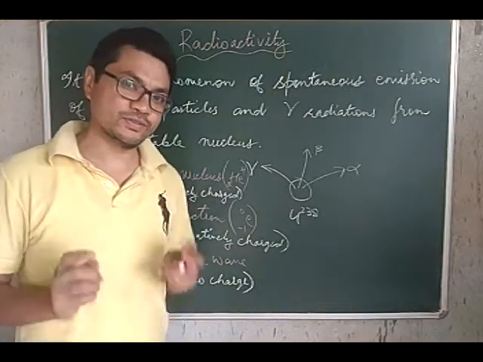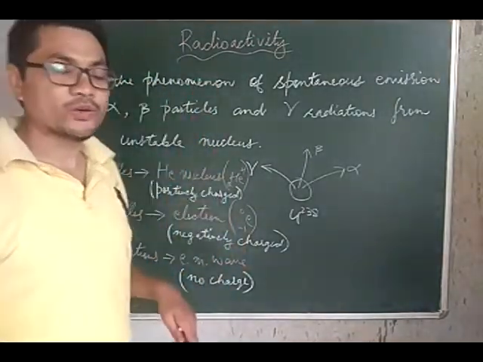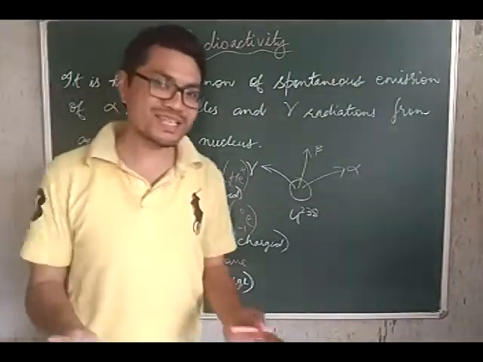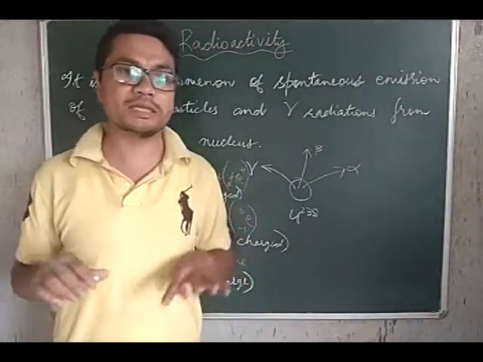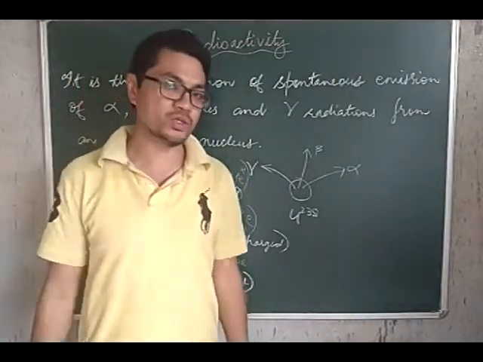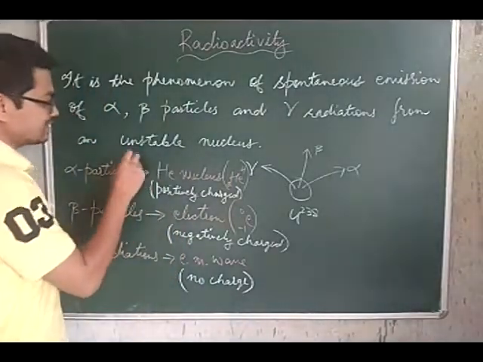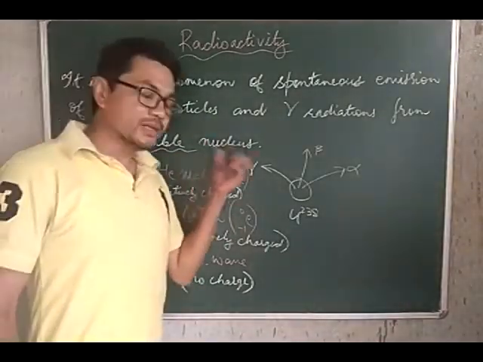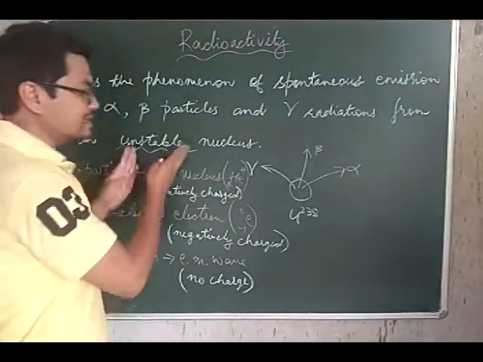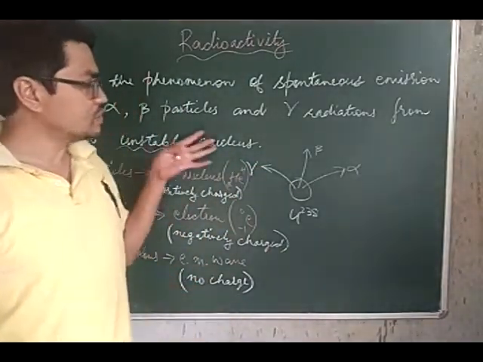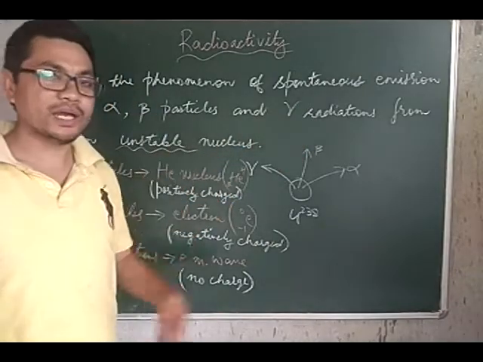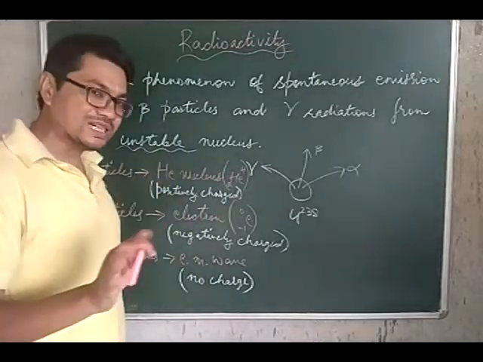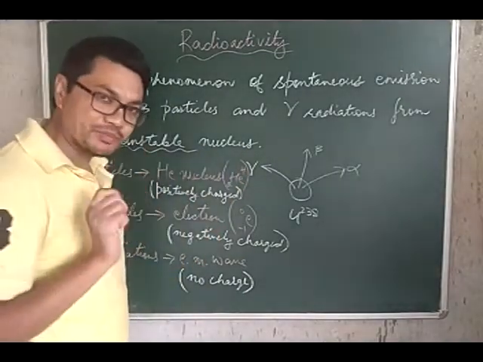Hello class 10, as we are discussing, this is radioactivity. So radioactivity is the phenomenon of spontaneous emission of alpha particles, beta particles and gamma radiations from an unstable nucleus, remember. So it is the nucleus of an unstable atom which is emitting alpha, beta particles and gamma radiations. So therefore it is a totally nuclear phenomenon, remember that.